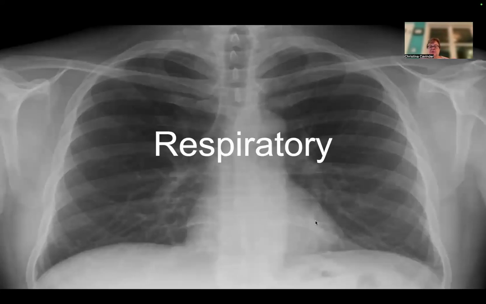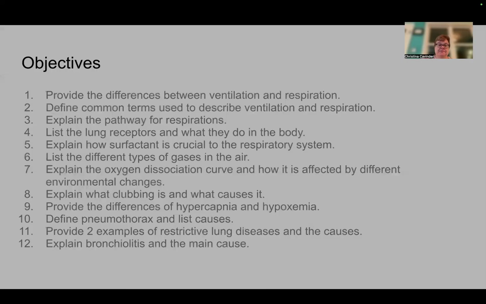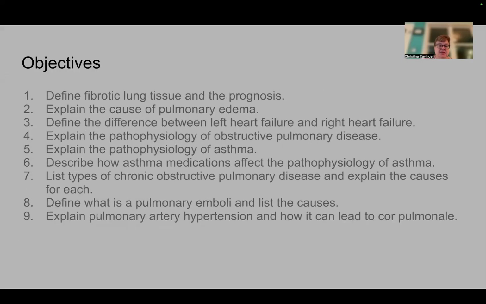Hello, everyone. This week we're talking about respiratory. So we have some objectives here.